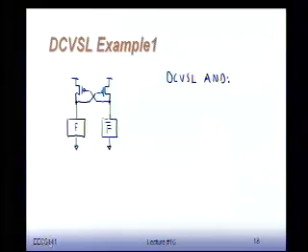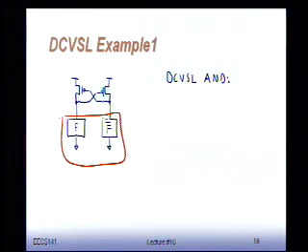Okay. So let's do an example here. I have a device, and I would like to design an AND gate, something that does F equals A and B.